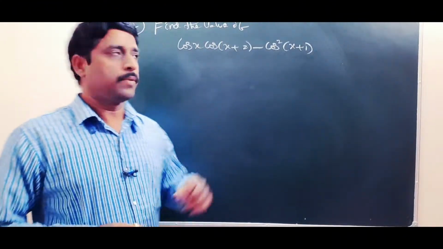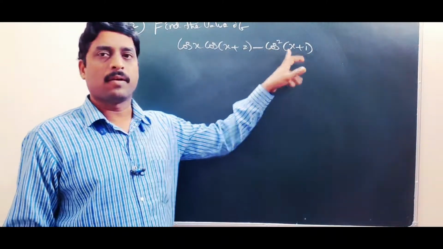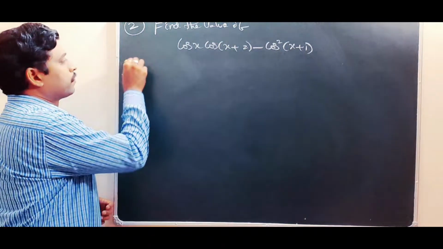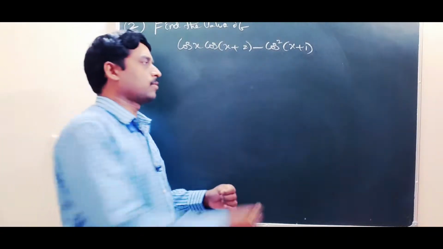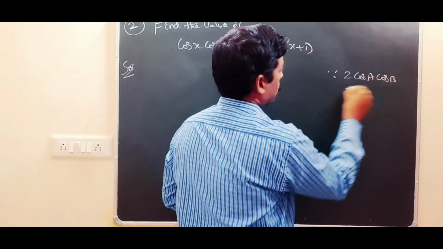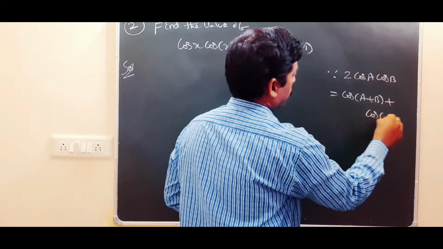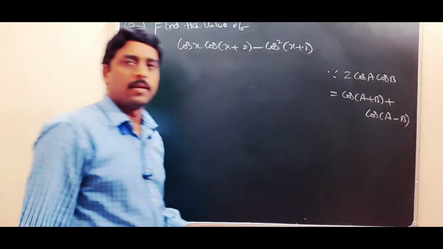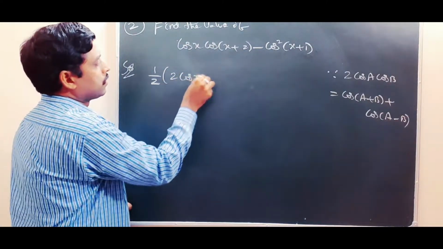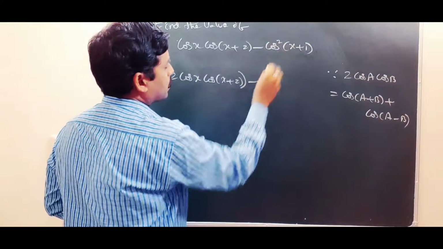Okay, let us go to the next problem. Find the value of cos x into cos x plus 2 minus cos square x plus 1. We have the 2 cos A cos B formula: cos A plus B plus cos A minus B. Now divide and multiply by 2. So 2 cos x into cos x plus 2, minus cos square x plus 1.